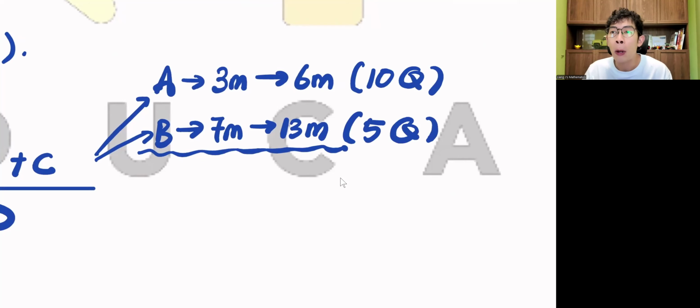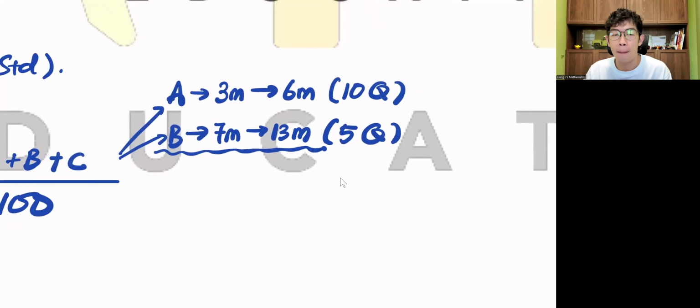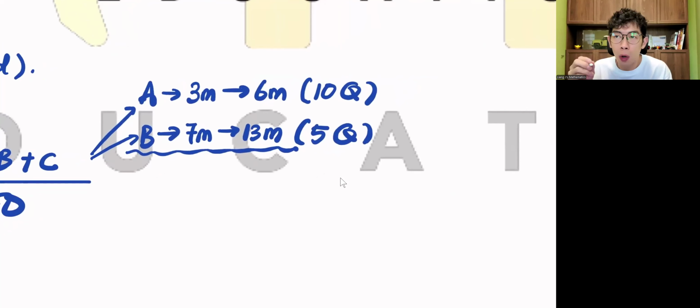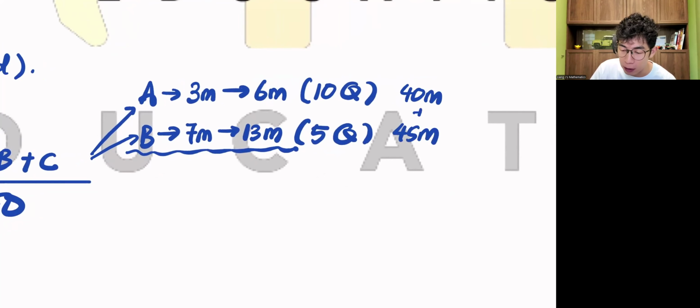So how many marks per part? Over here in your section A, if I'm not mistaken, it's 40 marks. And here will be 45 marks. And finally, you have your last 15 marks.